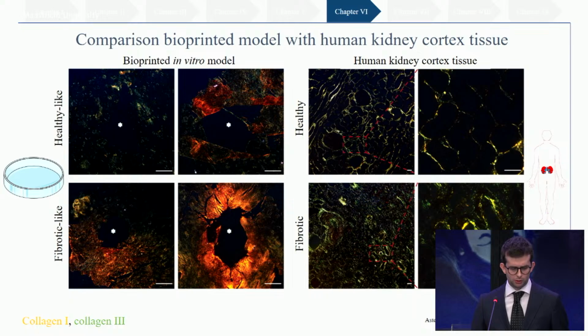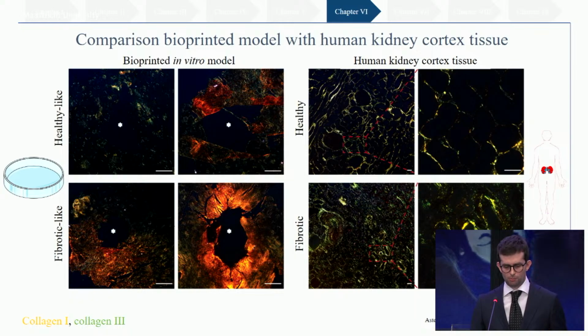On the left, we are showing our bioprinted model, and by means of histology and Picrosirius red, which is a specific stain that stains all the collagens in our model, we were actually able to prove that the fibrotic-like model was having an increased deposition of proteins, of collagens, and this is one of the main features of kidney fibrosis. So this was a very first good indication that our model could mimic certain aspects of fibrosis.